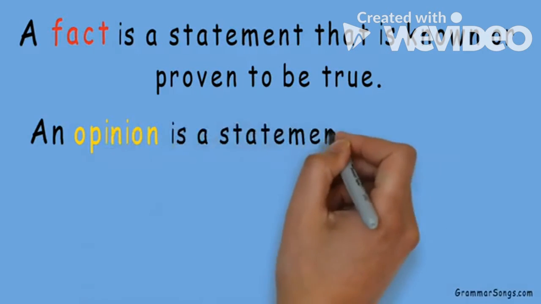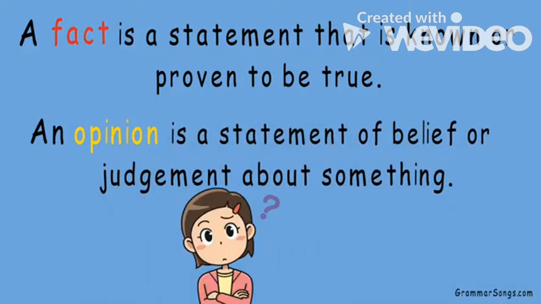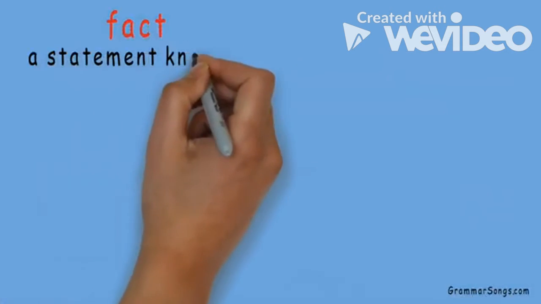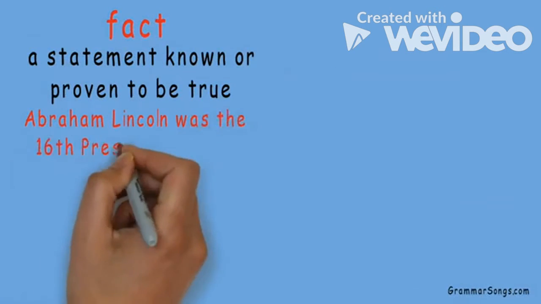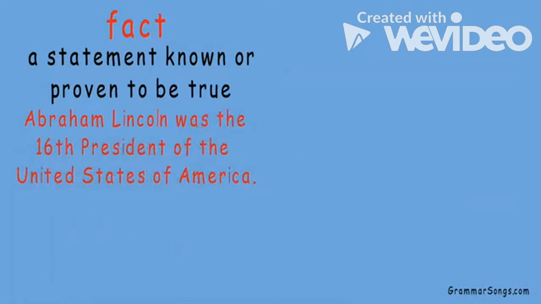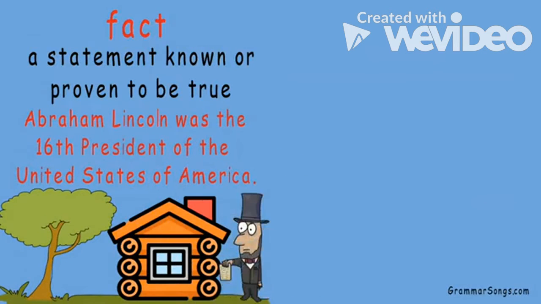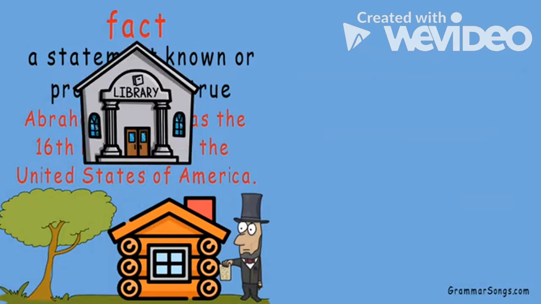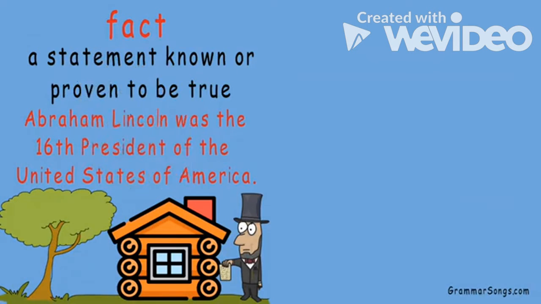An opinion is a statement of belief or judgment about something. Statement, judgment. That may sound confusing, so let me explain. A fact is a statement that is known or proven to be true. For example, Abraham Lincoln was the 16th President of the United States of America would be considered a fact. You could look up the information in a book or encyclopedia in your local library, or use online resources to prove the statement to be true.